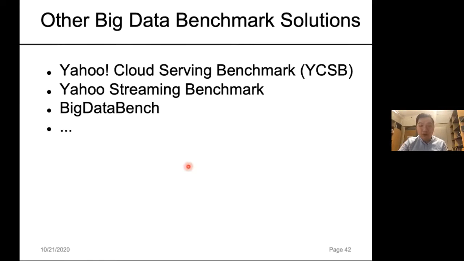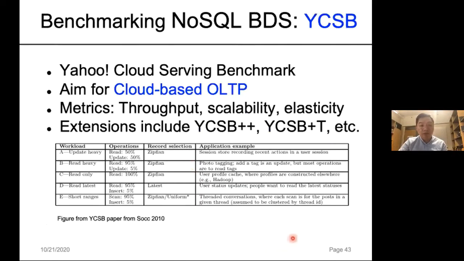And there are other big data benchmark solutions: the Yahoo Cloud Serving Benchmark, the Yahoo Streaming Benchmark, and BigDataBench. The Yahoo Cloud Serving Benchmark, or YCSB, is aimed at cloud-based OLTP systems, and the focus is on the throughput, scalability, and elasticity of the system. And there are also extensions including YCSB++, YCSB+T, etc.